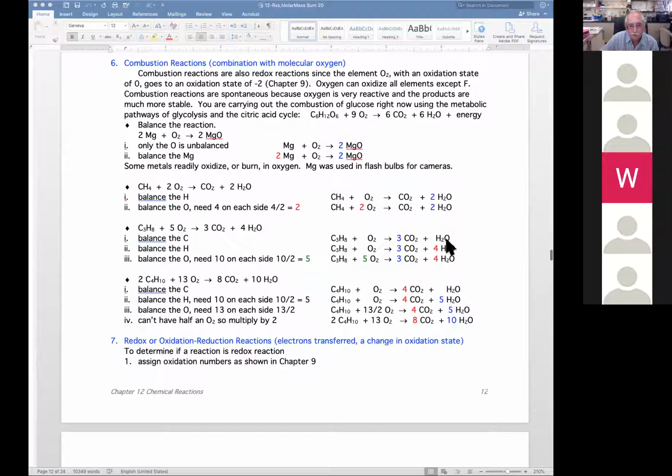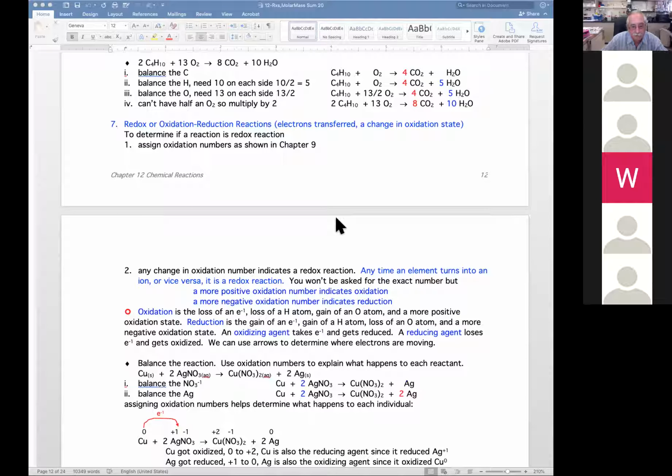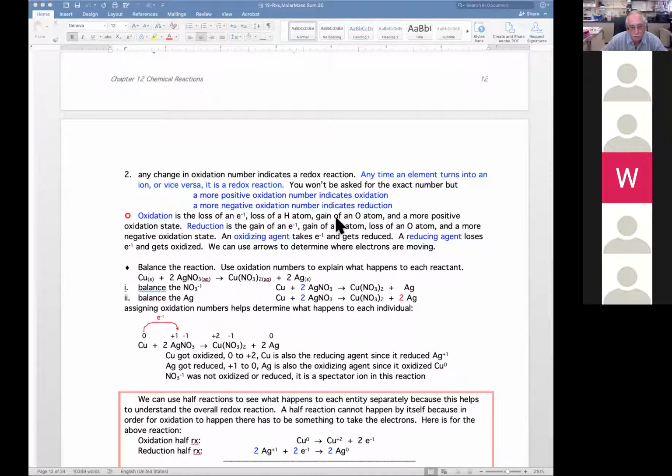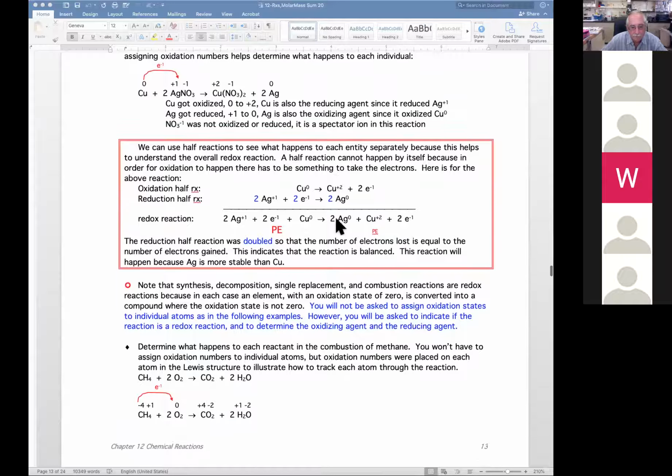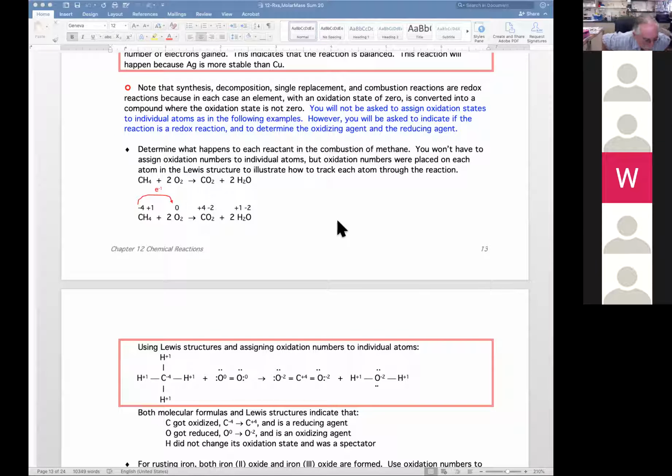So here's combustion reaction, simply reacting with molecular oxygen because it's so reactive. And finally, redox reactions, which we kind of covered on the way here. So on the exam, there will be a question: which one got oxidized? Which one is the oxidizing agent? They're not important, in terms of points, but they will be asked.